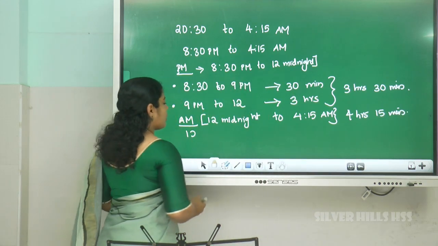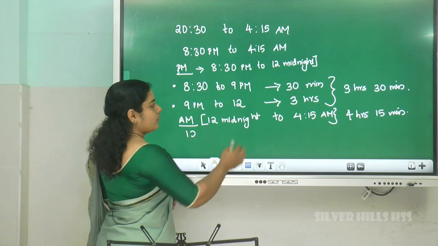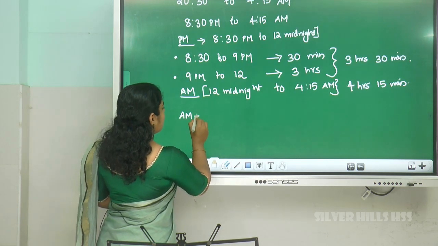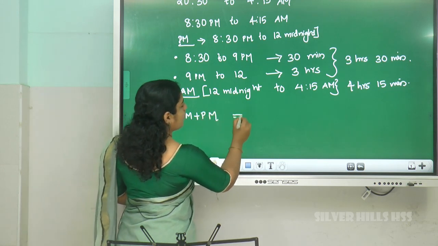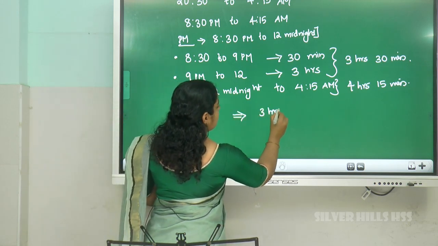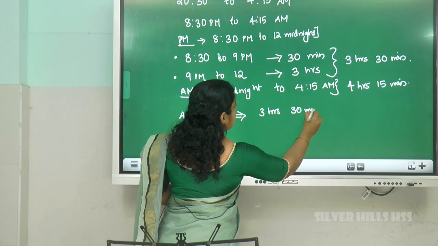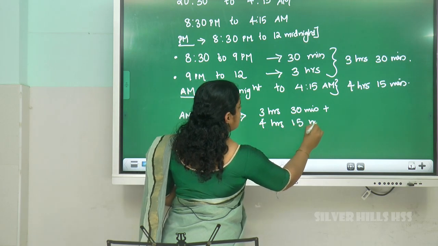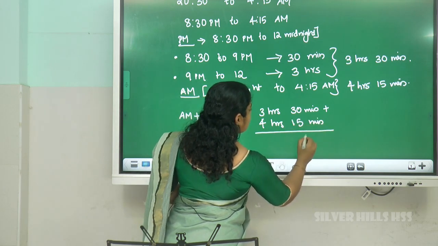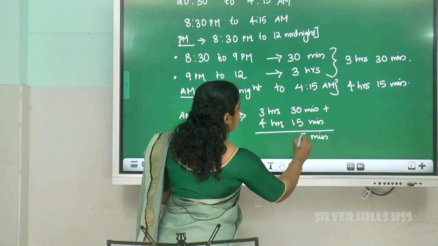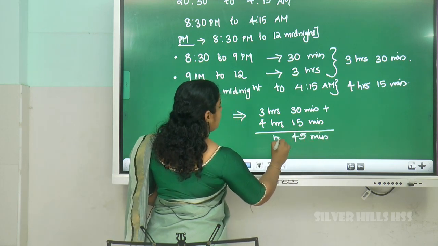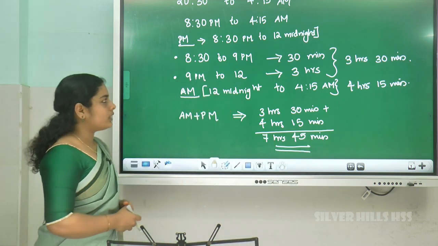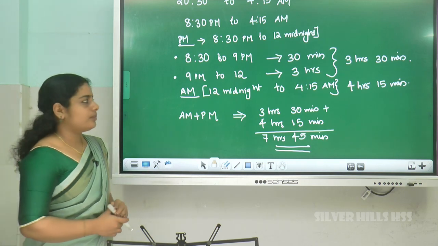Next, we have to find the total time taken for the journey. For that, we will add the AM part and PM part. Three hours 30 minutes plus 4 hours 15 minutes. First, we will add the minute part. We will get 45. Then hour part, we will get 7 hours. So, 7 hours and 45 minutes is the time of journey.